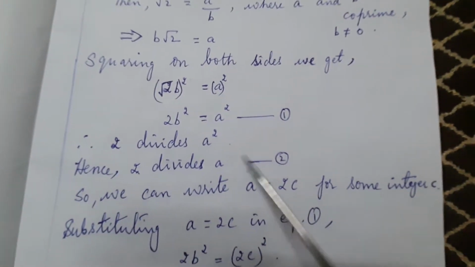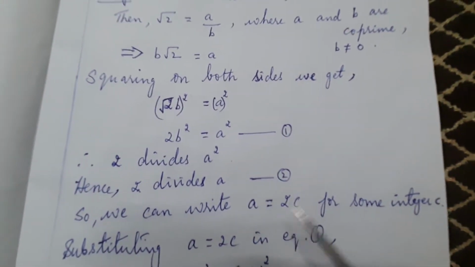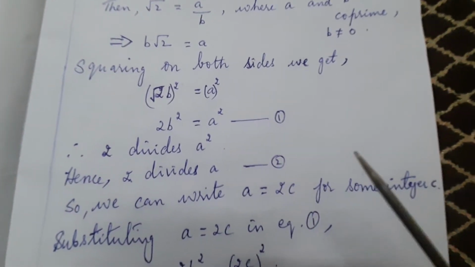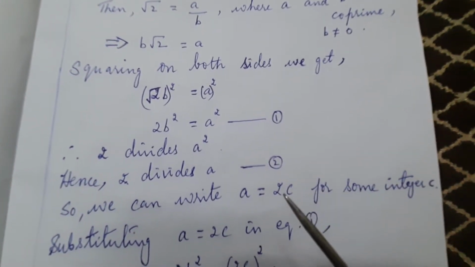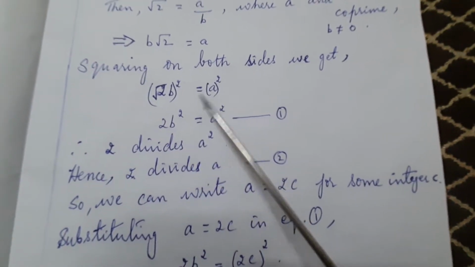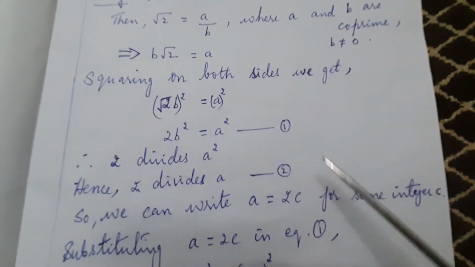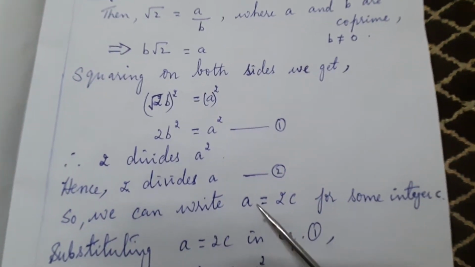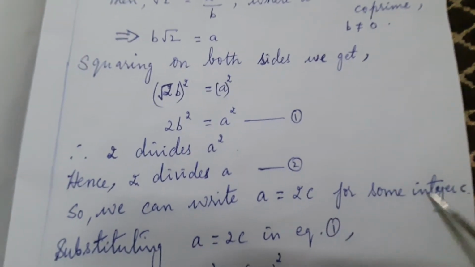This is in whichever sum you are asking, whether it is root 2, root 3, root 5, the same procedure should be followed. Only the correction of what you have to do is, instead of 2, it will become 3 or 5 or whatever it is. So, the same procedure follows in all other numbers also to prove it is irrational. So, now we have taken a is equal to 2c for some integer c.